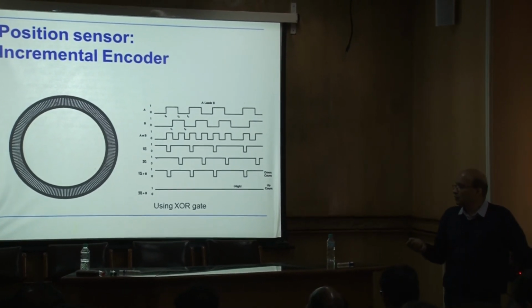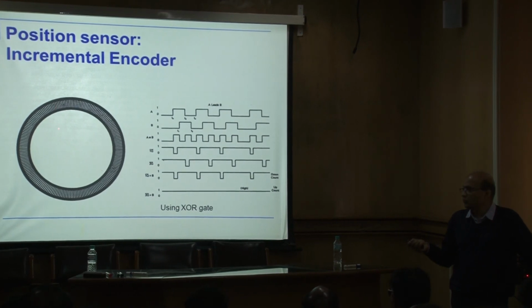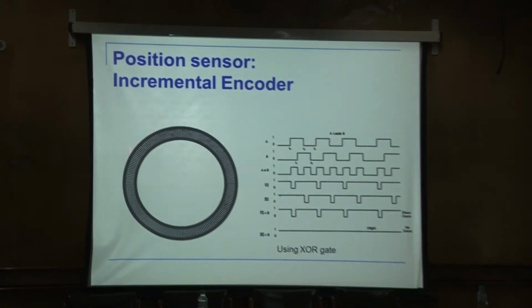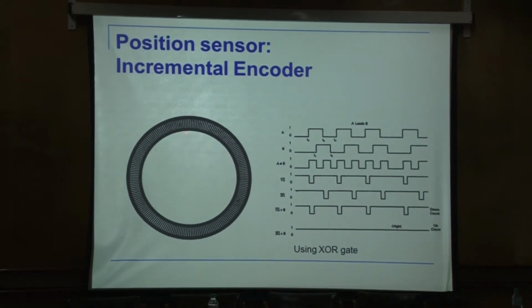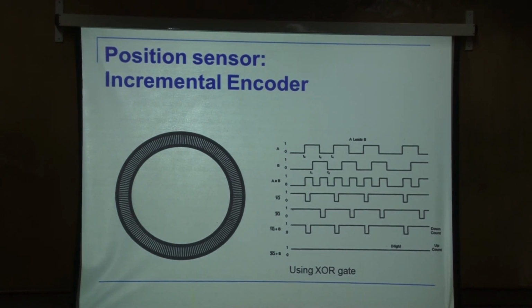Now, the only problem with this is that it is an incremental device, so there is no absolute position. There is no absolute zero here. The second point is if it is rotating this side or it is rotating that side, means clockwise or anti-clockwise, the signal is going to be the same. So how does the controller figure out what is the direction of rotation?